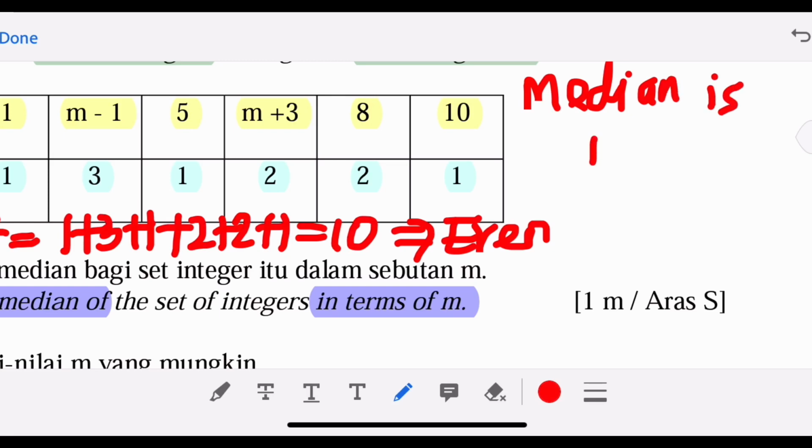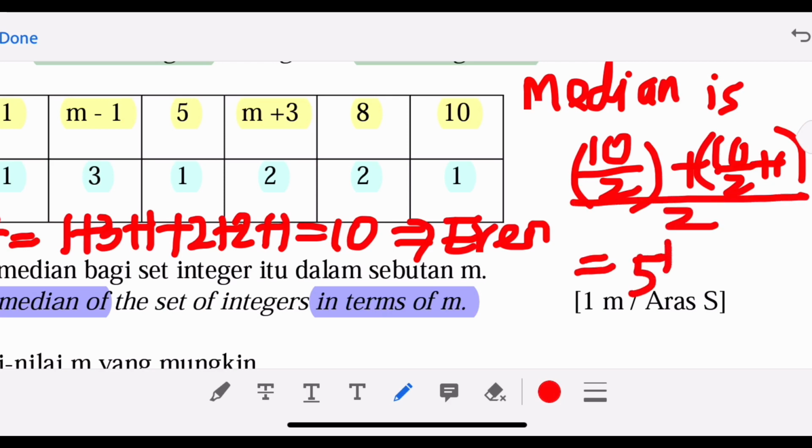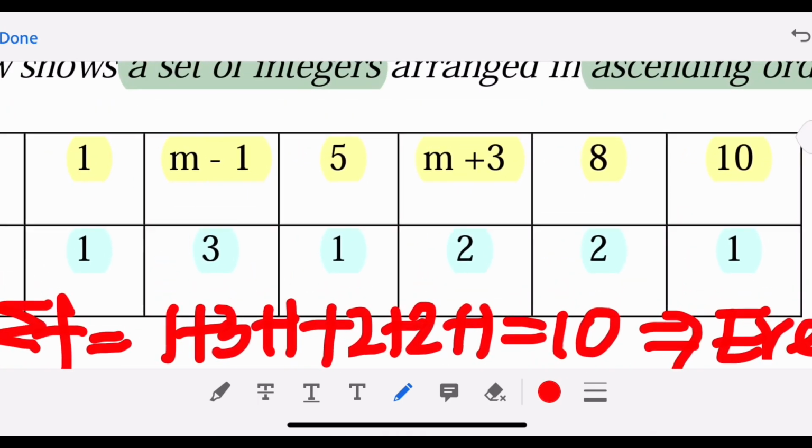So be careful when it is even, you need to do so. You take 10 over 2 plus 10 over 2 plus 1. That means you are going to take the fifth term and the sixth term, and then you average, you divide by 2. You find a midpoint between them, right? So let's go to the table.